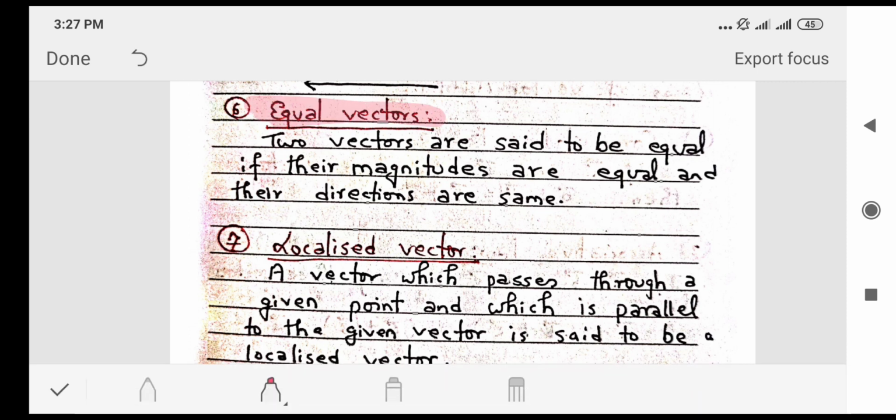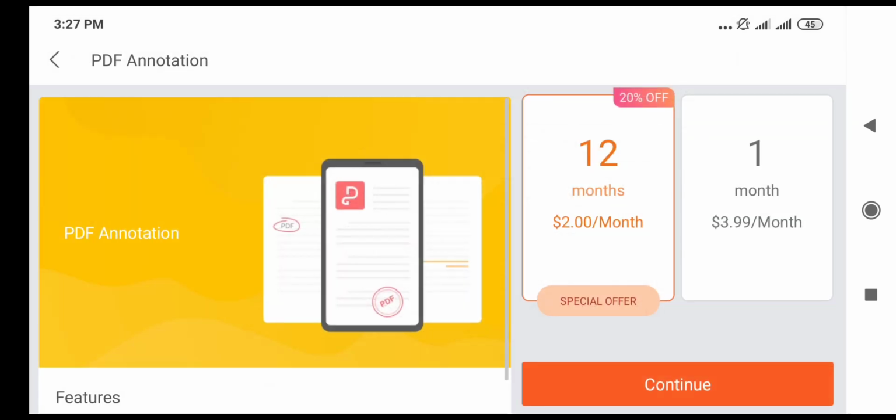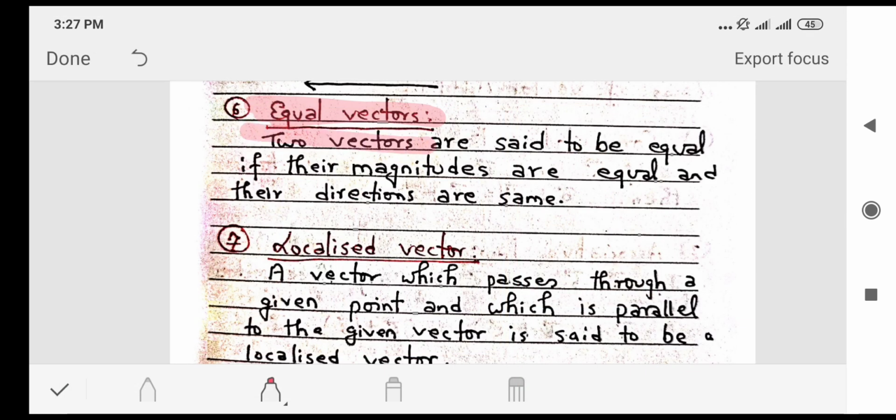So equal vectors means those vectors whose magnitude is the same and direction is also the same. Two vectors are said to be equal if their magnitudes are equal and their directions are also the same. These types of vectors are called equal vectors. I hope you are making a very nice note of the vector chapter.